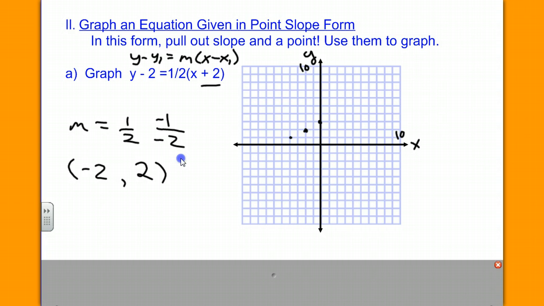And you do draw a line. Yes? Use a ruler on your paper, please. Wouldn't y be negative since it's minus y minus 2?